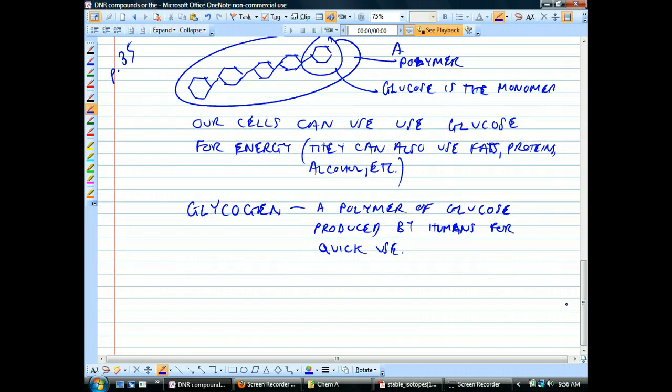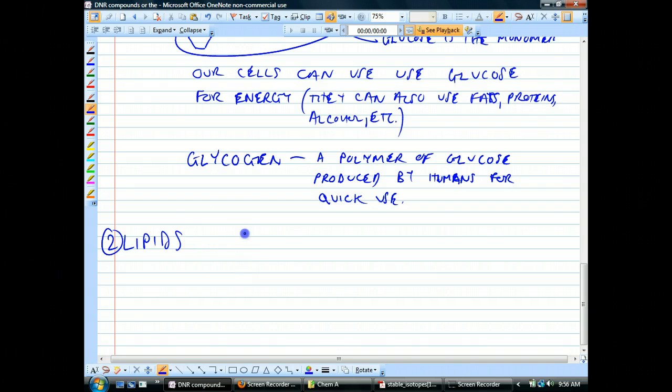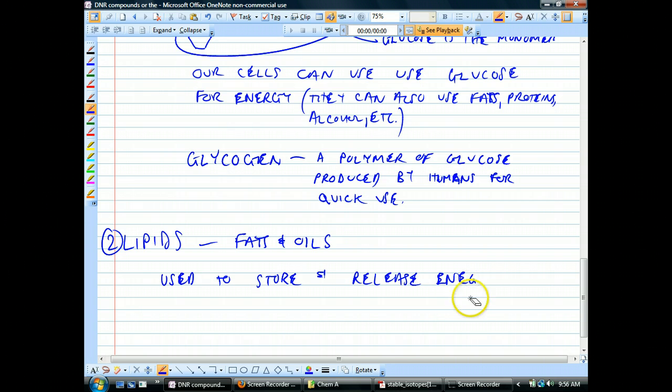All right, next, lipids. This is number 2, lipids. Lipids are fats and oils. So when we think about lipids, we're thinking about oily, fatty things. They can be used to store and release energy, as well as for other purposes. They produce padding and so forth, protection, but primarily for storing and releasing energy.